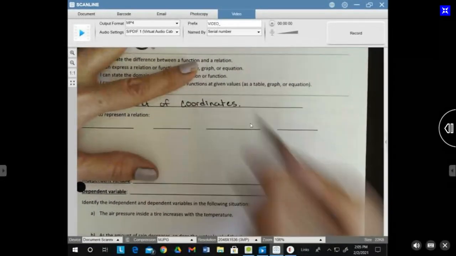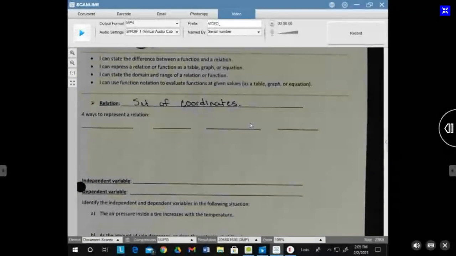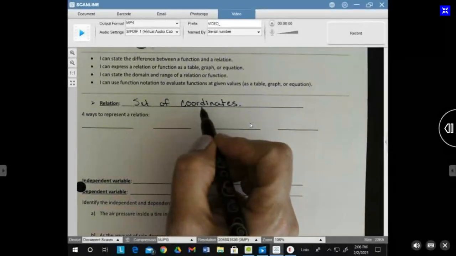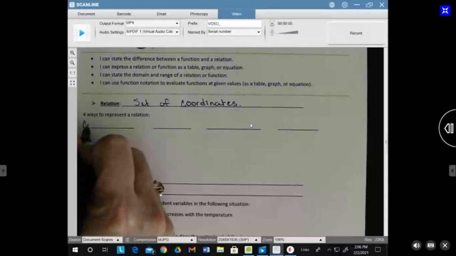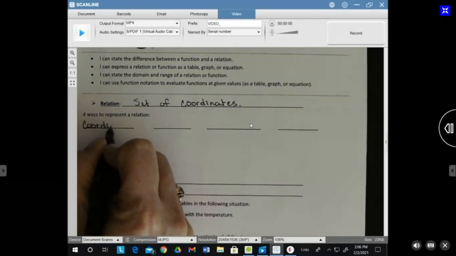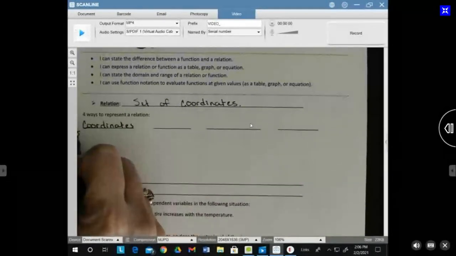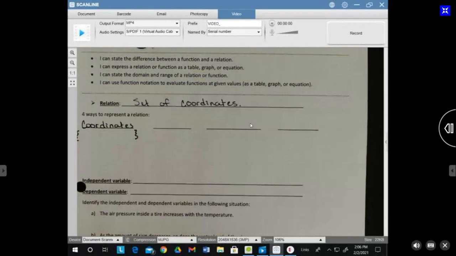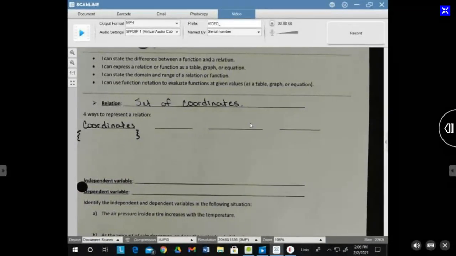Again, this unit on functions, the only hard part about it is a lot of vocabulary. It's not calculation. It is things you are going to have to know. All right, 4 ways to represent. The one is what you already said with coordinates. So I could represent a relation using coordinates. And remember from, I don't know, 4th grade, when you had a set, you used those braces, right?